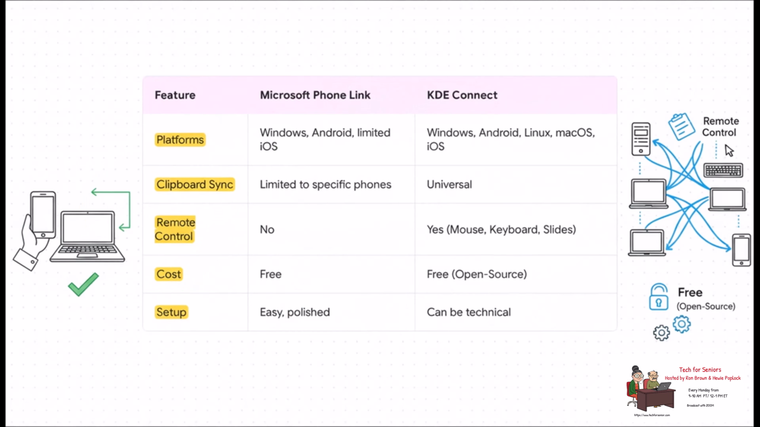Okay, let's put them head to head. You can see right away, PhoneLink absolutely wins on easy setup. It's polished. But after that, KDE Connect just runs the table. It works on everything, its clipboard sync works with any Android phone, and it has these incredible remote control features that PhoneLink doesn't even attempt.